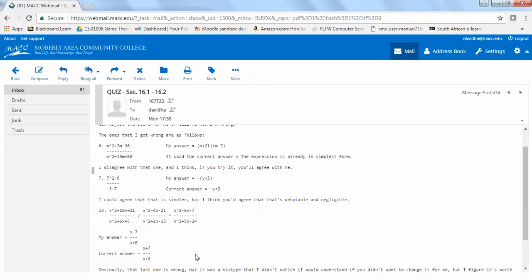Now in this one, you indicated that you mistyped it. So I'm going to adjust the points on this one. But the other two, you just did them incorrect.